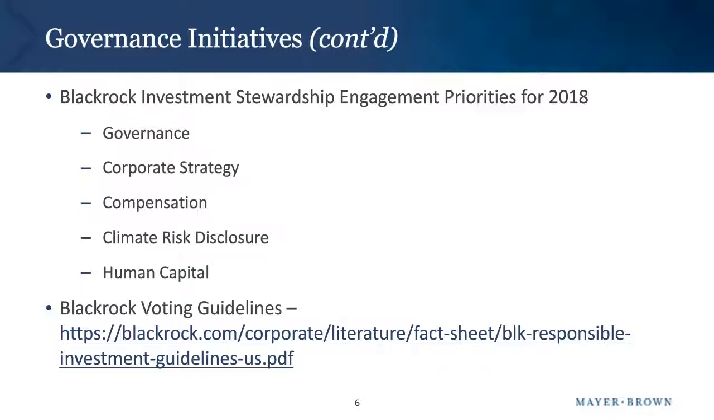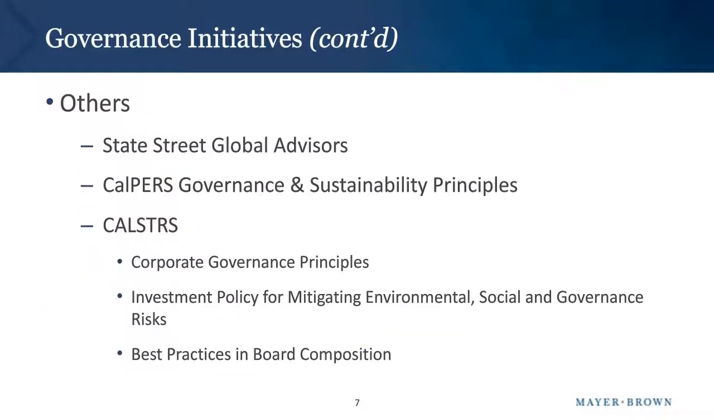BlackRock, like some of the other large institutional investors, has published voting guidelines that are available on their website. Again, on this page, I've included the web address to their voting guidelines. And it's important to keep these in mind, either of BlackRock or some of your other large shareholders, that they're out there and how they might view certain practices or things that you're considering. These are just 3 examples. There's many more. I've included a list on these next 2 slides of some of the other ones.